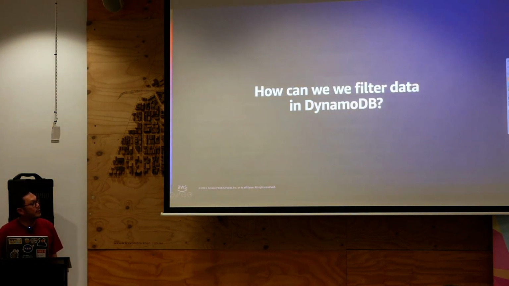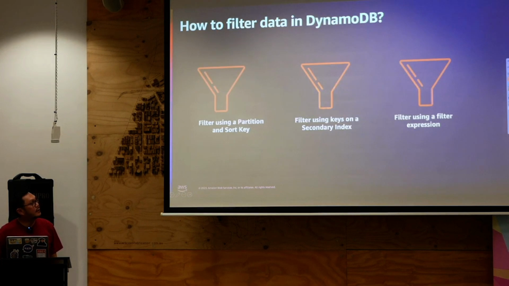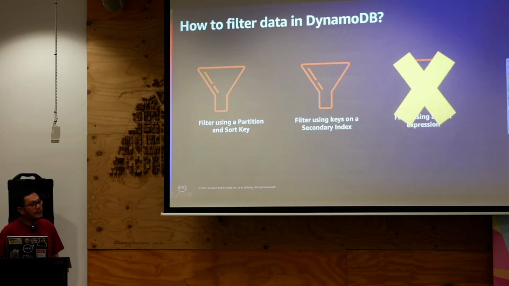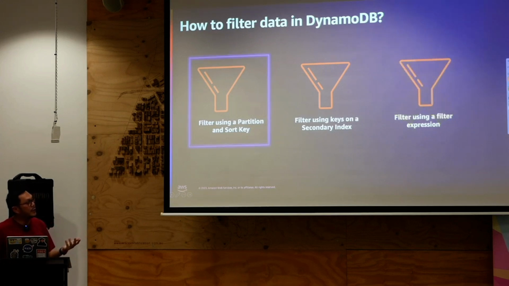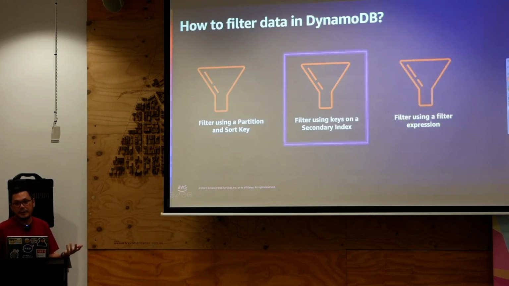All right. How can we filter data in DynamoDB? There are 3 typical ways for you to do it. We talked about it before: filtering data using a partition and sort key. And this is what you don't want to do, right? You don't want to filter with a filter expression. What it will do is a scan, grab the data, and then perform the filter. So even though it only returns a few items, you will be charged for the full scan, right? So what we really want to do is use a secondary index, right?